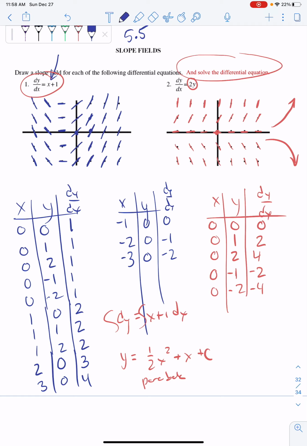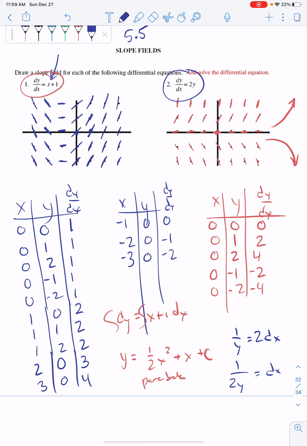All right, so let's do the differential equation. If I solve this differential equation right here, so I've got, let's leave, no, we better move it over there. So 1 over y equals 2 dx. Unless we want to bring the y, let's bring the 2 with it. Let's rewrite that: 1 over 2y equals dx.